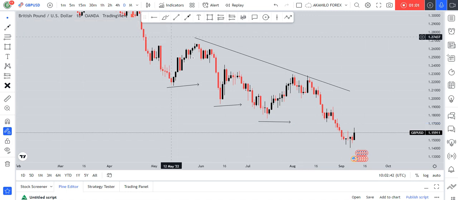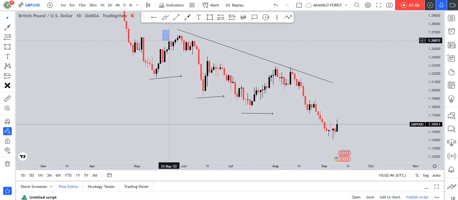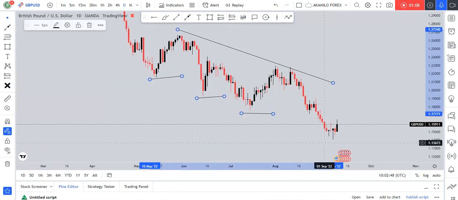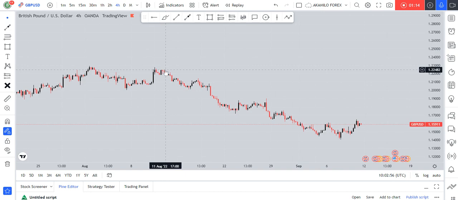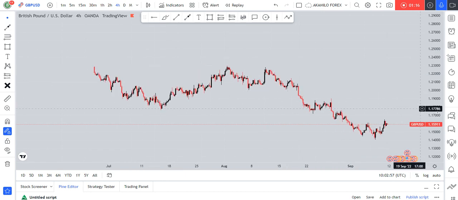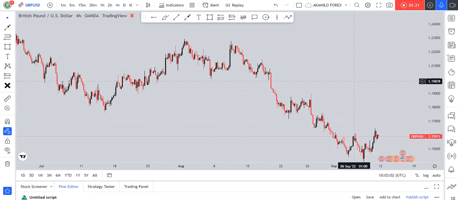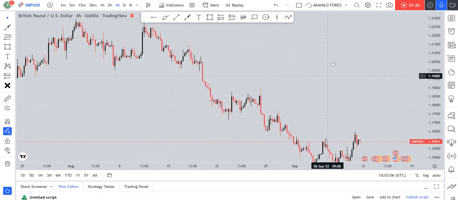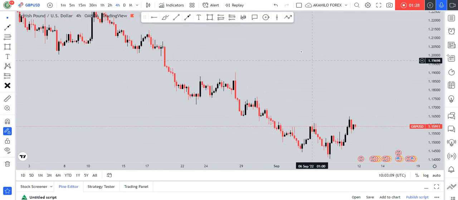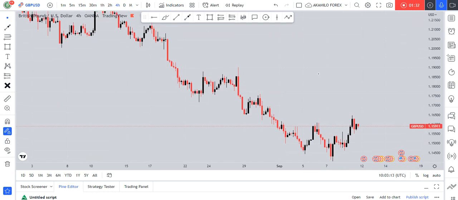So let's move straight to the 4 hour time frame in order to see how we can analyze the lower time frame, but just in the daily time frame to see the overall order flow. So here is our 4 hour time frame. In the 4 hour time frame, you can see price is also bearish. Price is bearish in the daily time frame, and price is bearish in the 4 hour time frame.